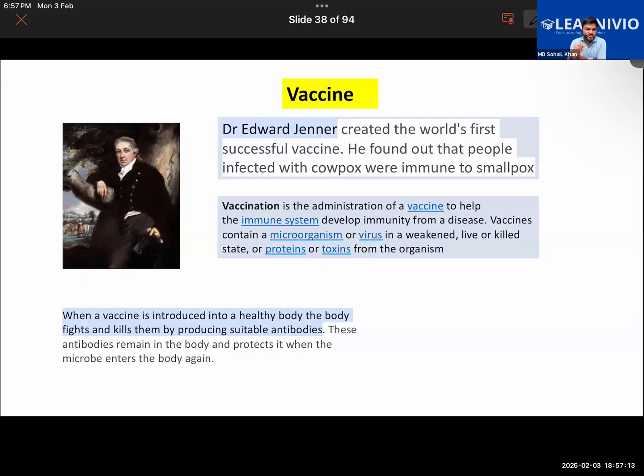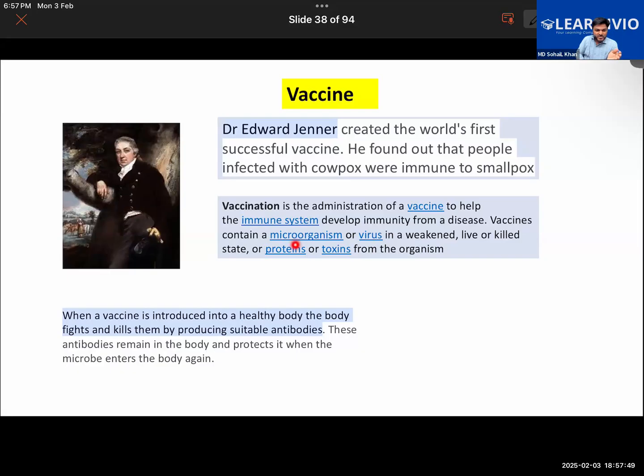For the very first time, Dr. Edward Jenner created the first vaccine, and he basically found the first vaccine for the disease smallpox. So he basically observed that the milkmaids were infected with cowpox. The milkmaids, you understand, right? The milkmaids were infected with the cowpox. And it was later observed that they became immune to smallpox. They were not getting infected with the smallpox. So in this manner, the discovery of the first vaccine took place.